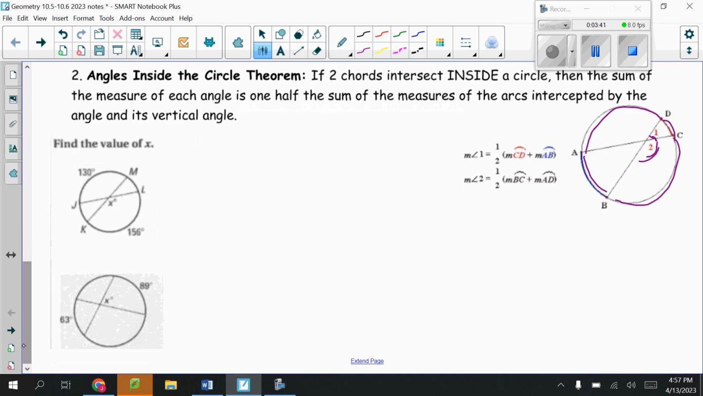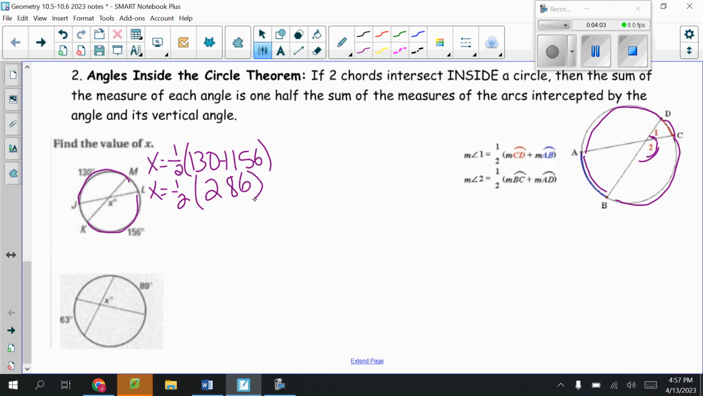So this first one, we're going to find X. Arc JM is 130, arc KL is 156. So we're just going to say X is equal to 1/2 those 2 arcs added together. So 130 plus 156. When I add those 2 together, I get 286. So now I just want half of 286. So that is 143. So X is 143 degrees.